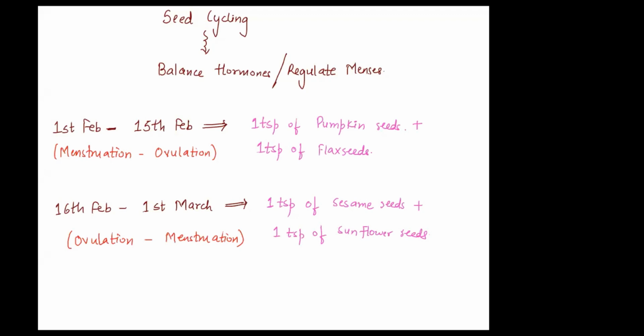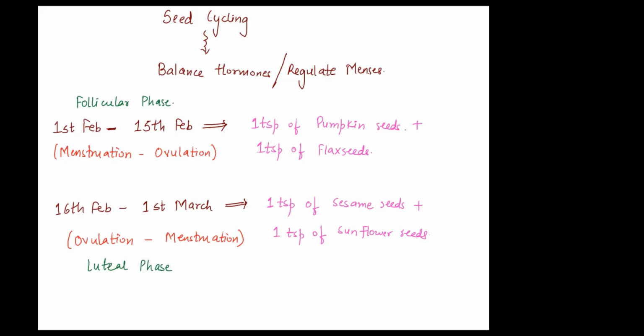we can call this the follicular phase in medical terms. And the phase from ovulation to menstruation is known in medical terms as the luteal phase. So what happens in these phases?